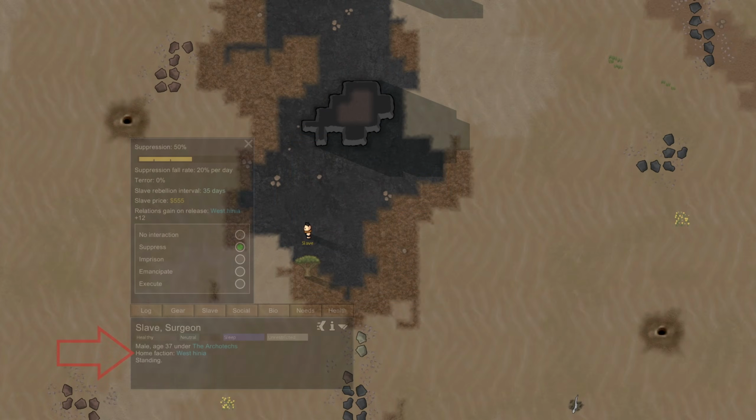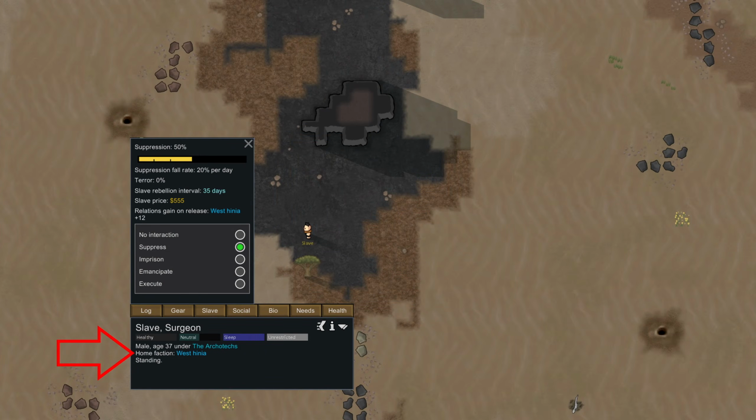Slaves that have never been recruited to your faction will continue to belong to the faction they originated from, even when converted to your ideology. This means that you can sometimes release slaves from servitude back to their faction for reputation gain, even when enslaved for a long time. To keep slaves from rebelling, you must manage the slave's suppression.